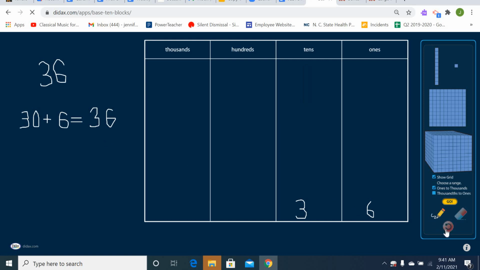I'm going to come over here and redo everything, and we are going to look at number 74. Okay, let's talk about what we know about the number 74. I know that in the number 74, I have a 4 in my ones place and a 7 in my tens place. So let's show that using our base 10 blocks.